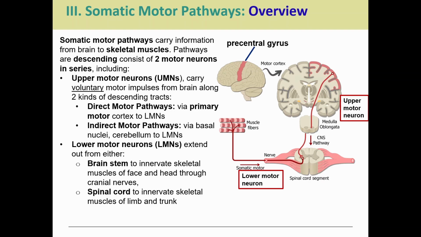If it's direct, we're going from the primary motor cortex down to the lower motor neurons. The indirect pathway, we are using basal nuclei, the cerebellum, then to the lower motor neurons. And then lower motor neurons are going to extend from one of 2 places, either the spinal cord, which is what I've been mentioning, so going to the muscles like in your arms and your legs and your torso, or we're coming from the brain stem through cranial nerves for like the face.